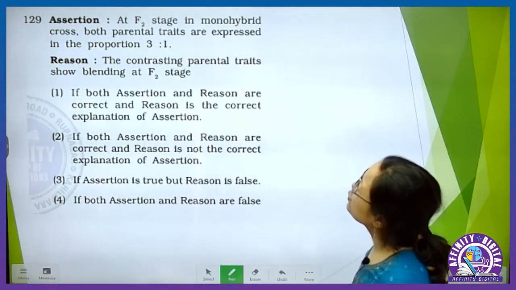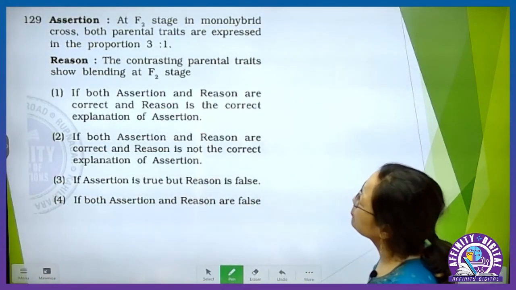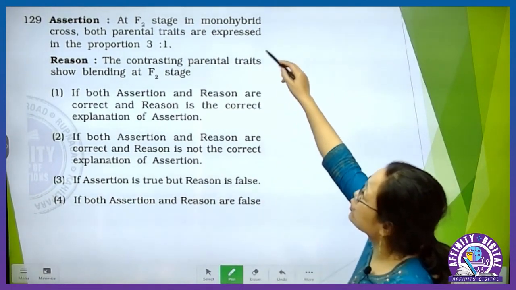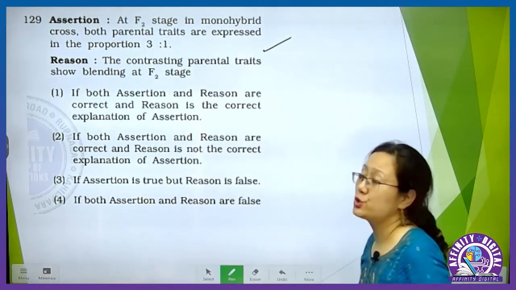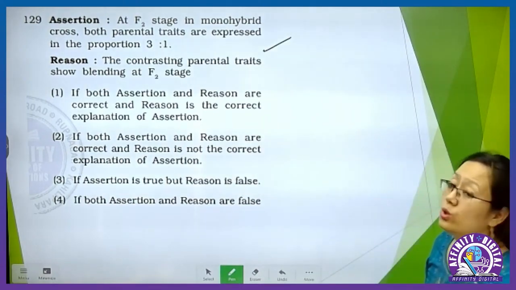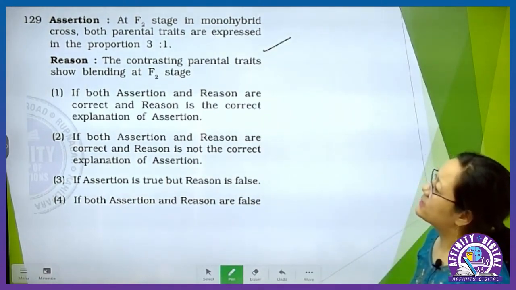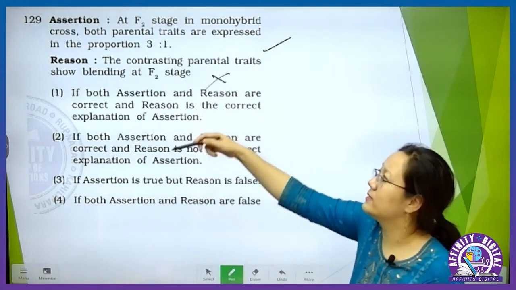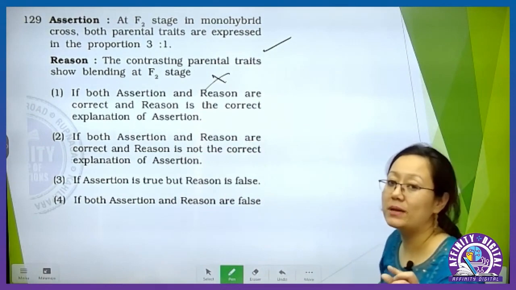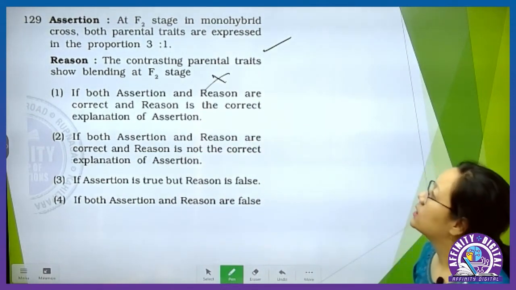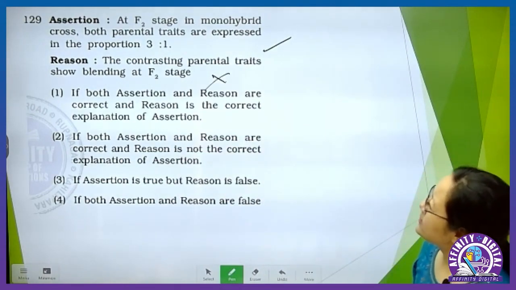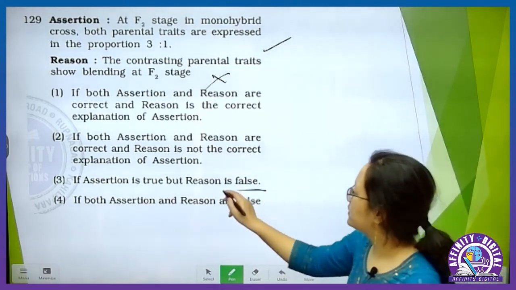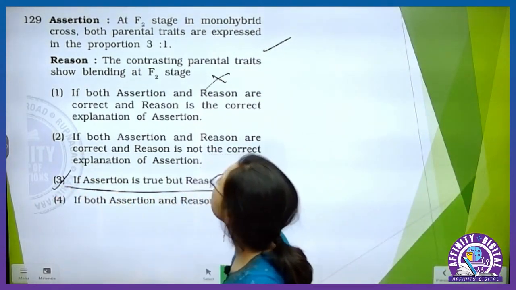At the F2 stage in a monohybrid cross, both parental traits are expressed in a proportion of 3:1. F2 means 3:1. This is correct. 3 tall, 1 dwarf. The contrasting parental traits show blending at the F2 stage. In Mendel, there is never blending. Blending and mixing of the alleles does not occur. So the assertion is true, but the reason is false.